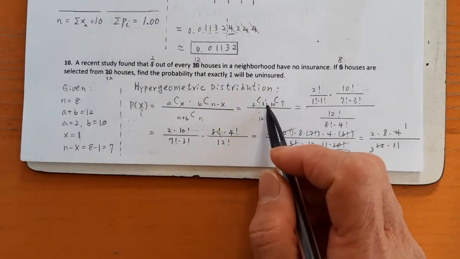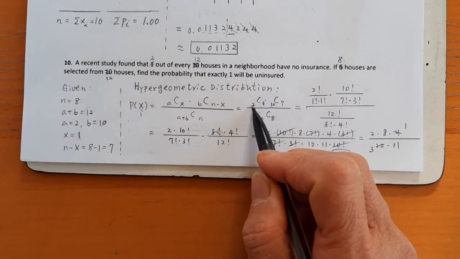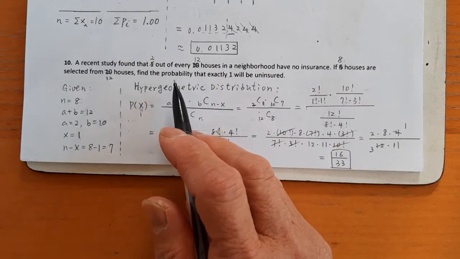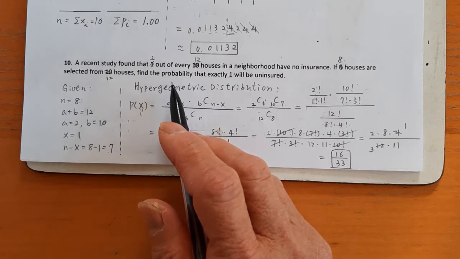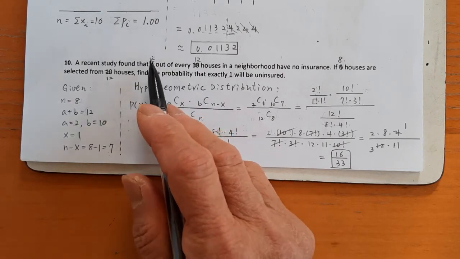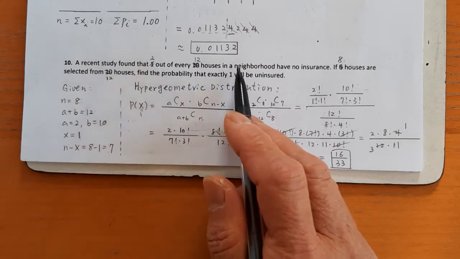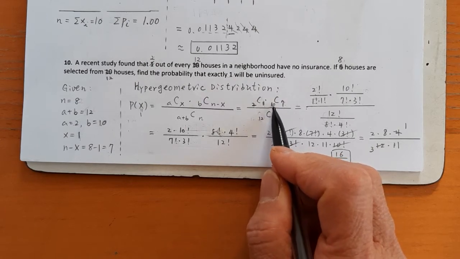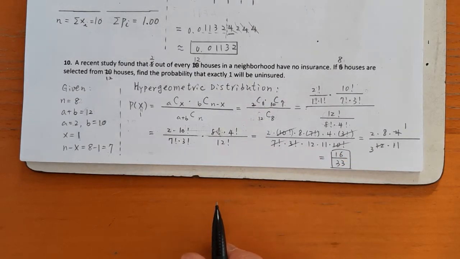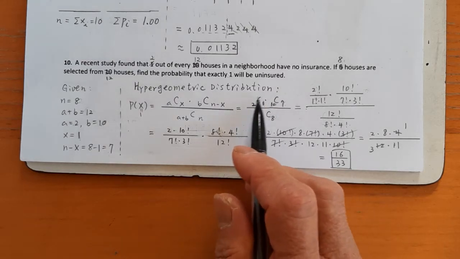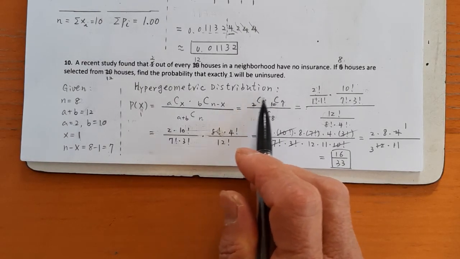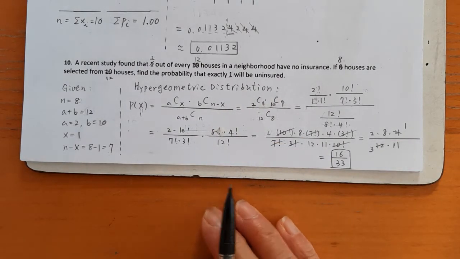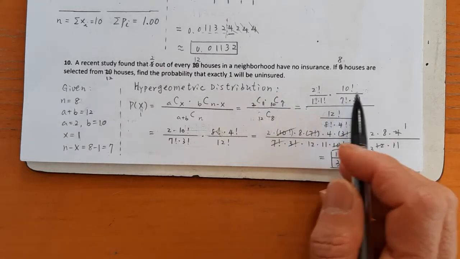So you have to choose 1 that comes from no insurance. There are 2 no insurance houses. And the other 7 come from the houses that have insurance. 12 minus 2 leaves 10 that have insurance. Those 10 houses have insurance. That guarantees exactly 1 house has no insurance, and 7 houses have insurance.